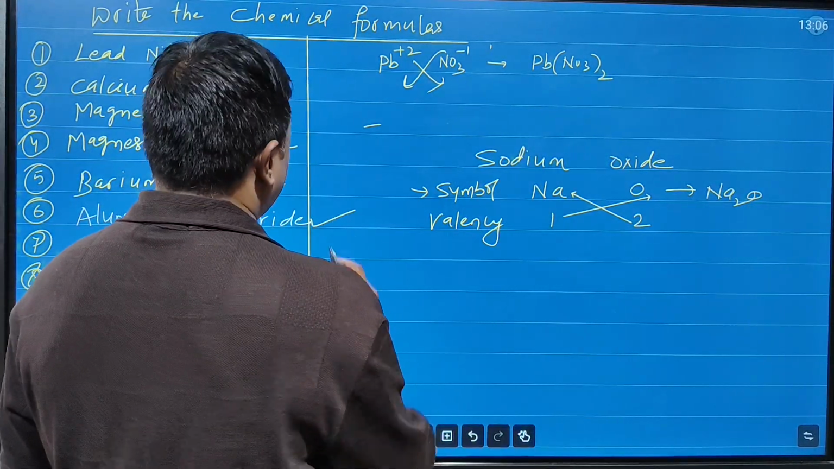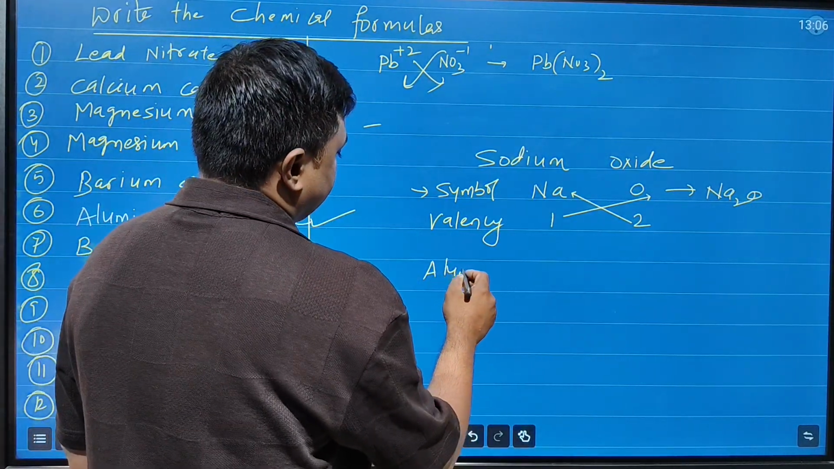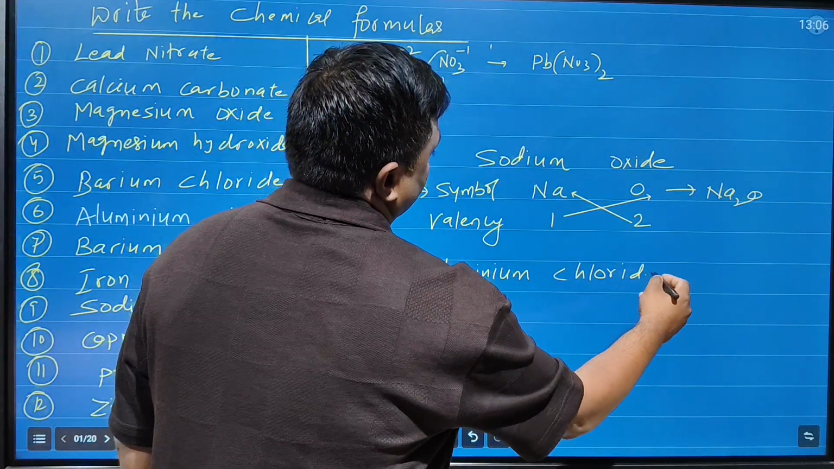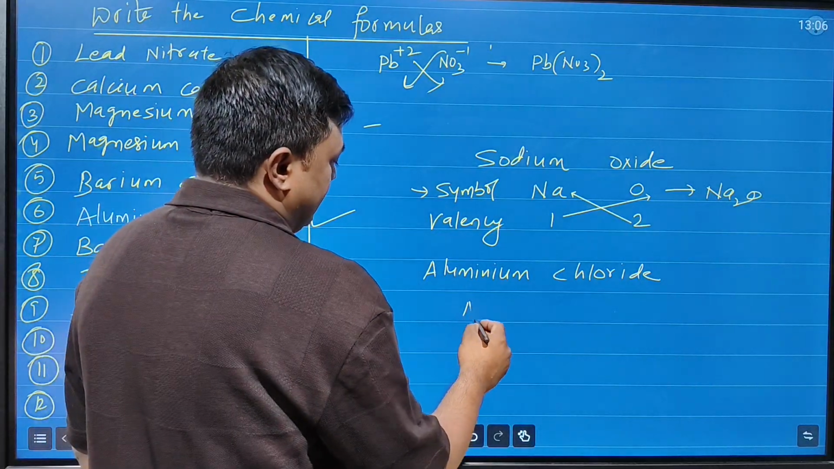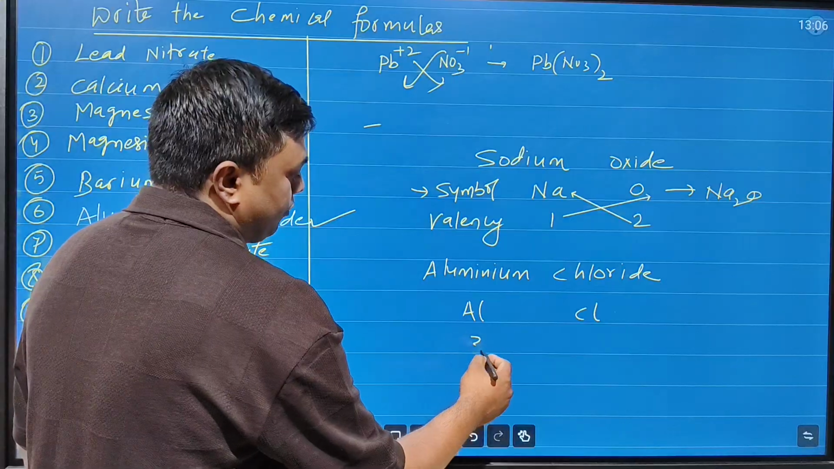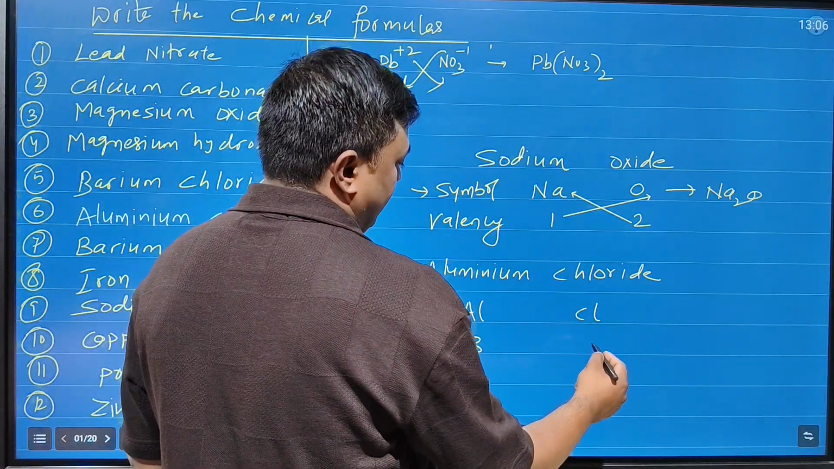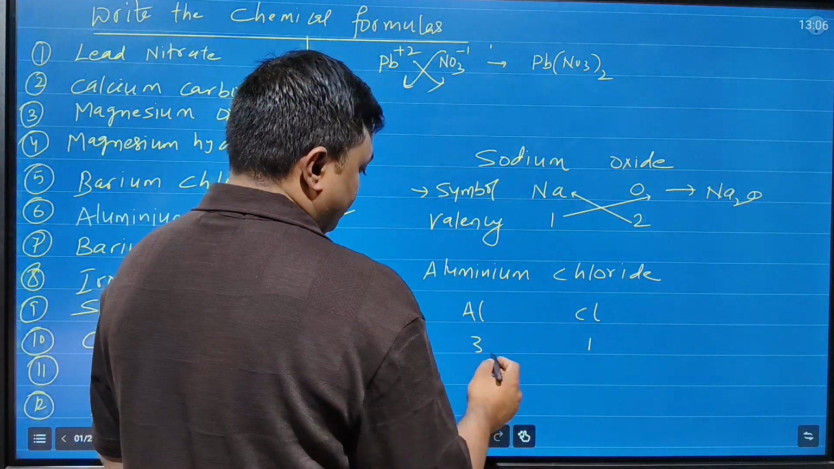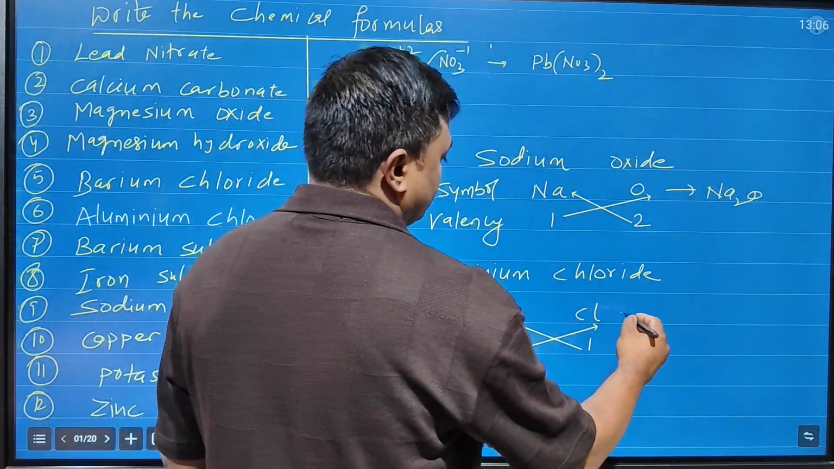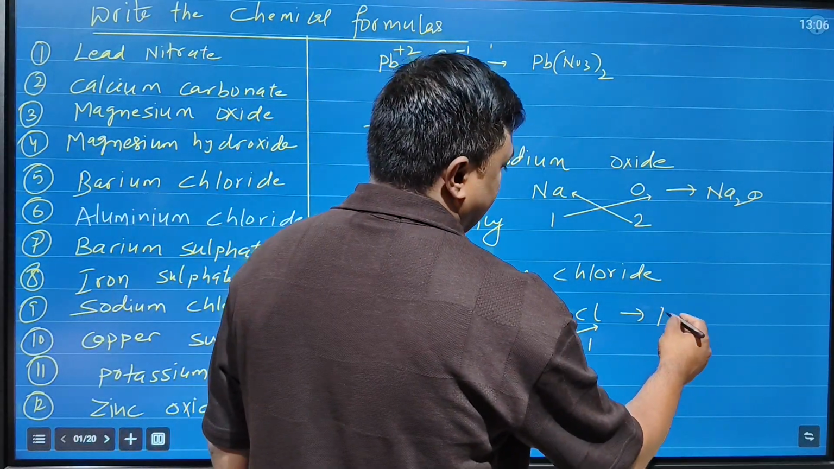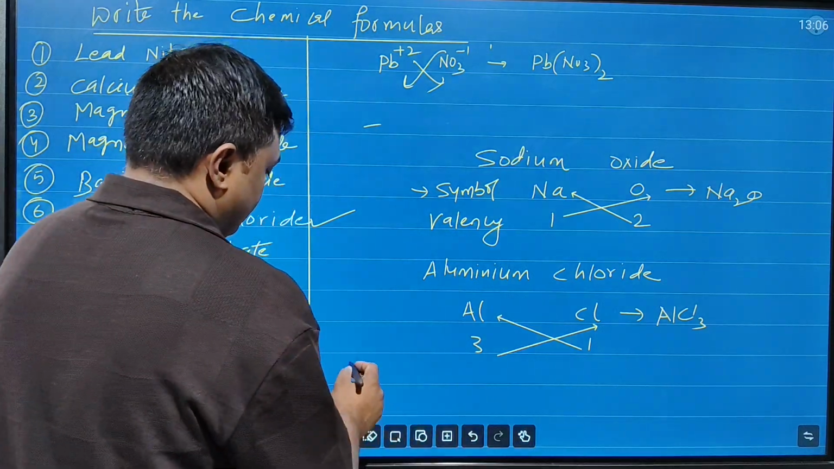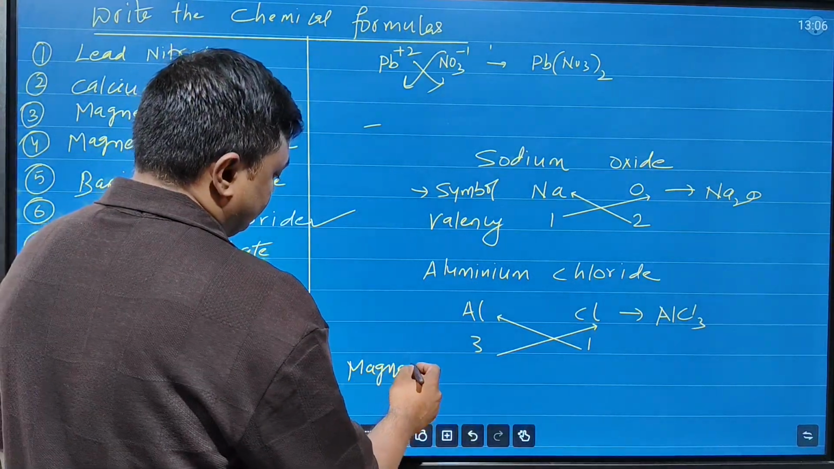Let's talk about aluminium chloride. First of all, we write the symbols. So Al, chloride Cl. Below we write the valency. Aluminium valency is 3. Chlorine valency is 1. Then the crisscross method. So 1 will move here, 3 will move here. 1 generally we do not write. So it is AlCl3. Is it clear? Okay.